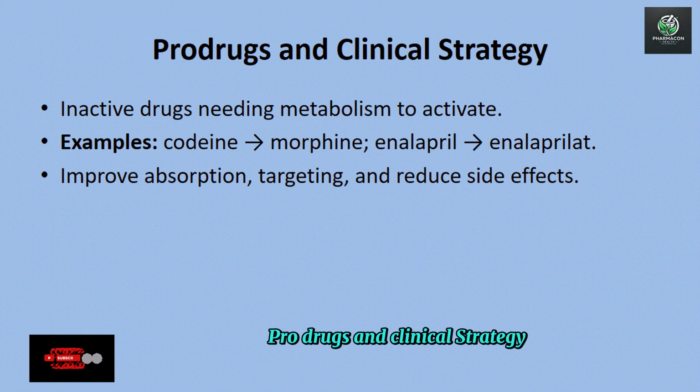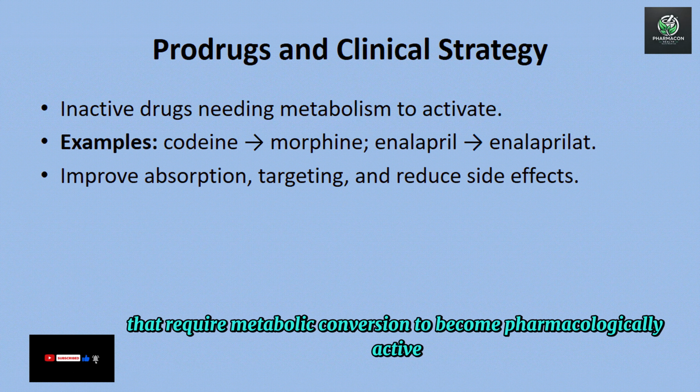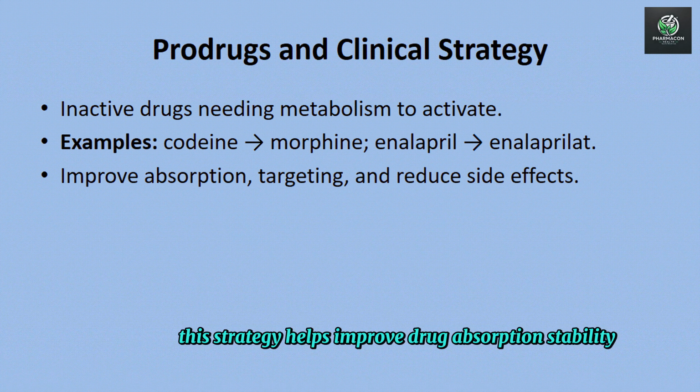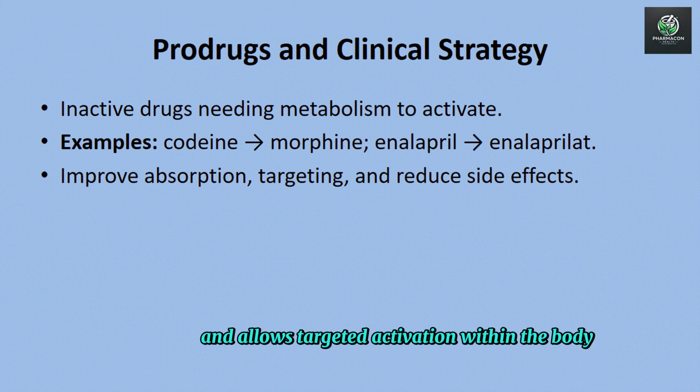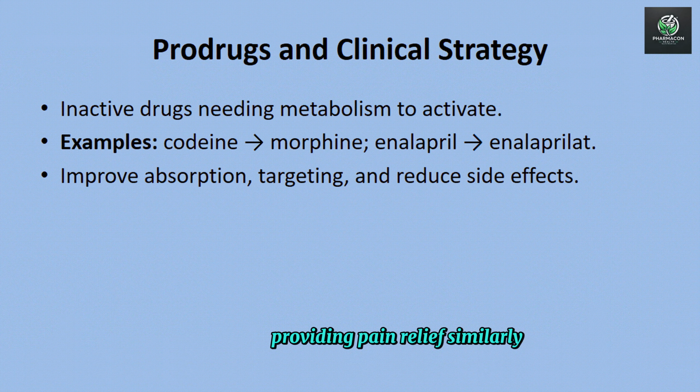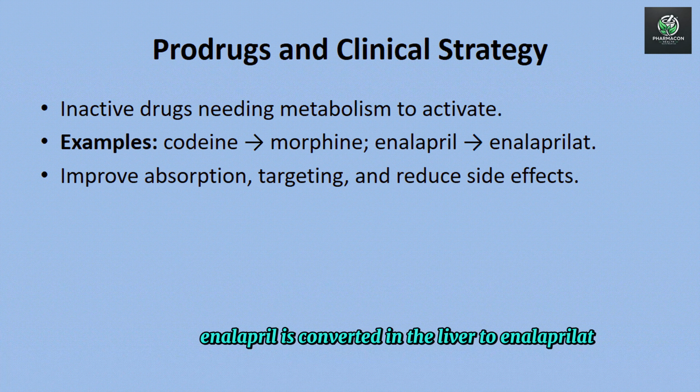Prodrugs and clinical strategy. Prodrugs are inactive compounds that require metabolic conversion to become pharmacologically active. This strategy helps improve drug absorption, stability, and allows targeted activation within the body. For example, codeine is metabolized by CYP2D6 into active morphine, providing pain relief. Similarly, enalapril is converted in the liver to enalaprilat, its active form that lowers blood pressure.